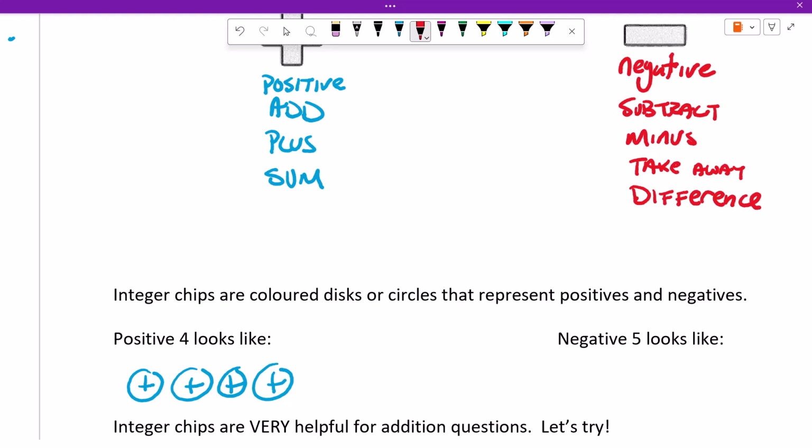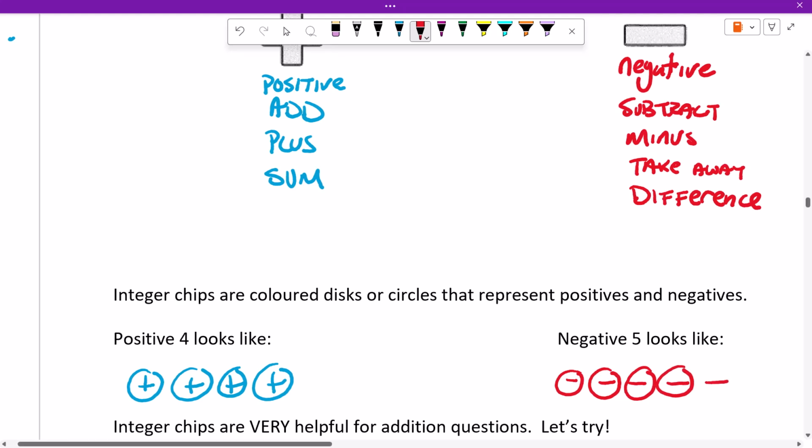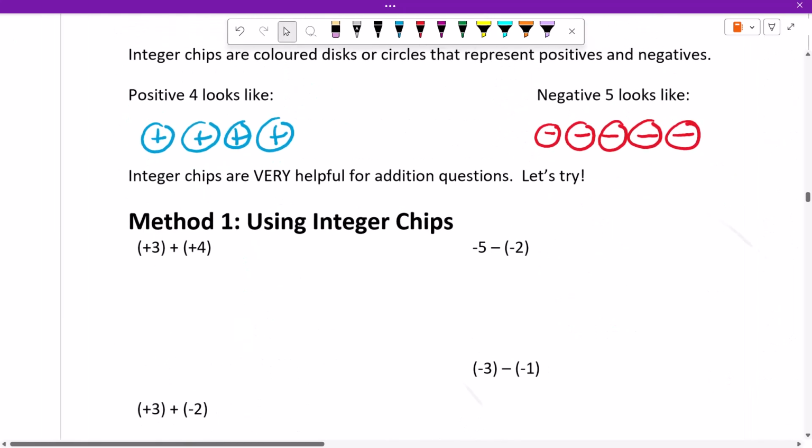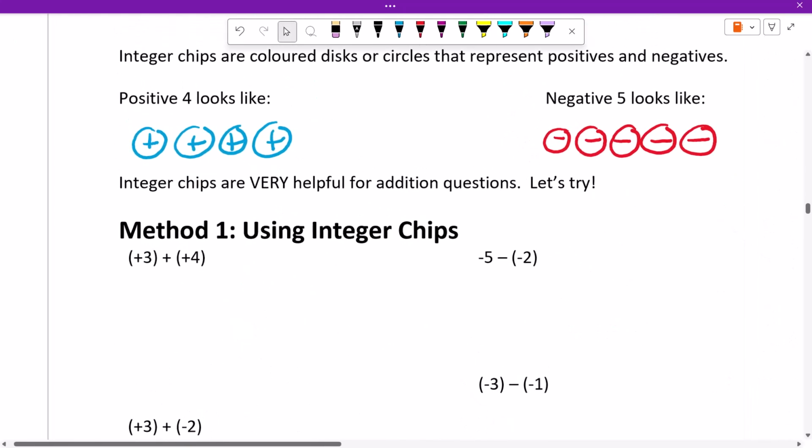And if you have negative 5, we would draw 5 negatives. So now, if you ever get stuck on what to do with adding and subtracting, you can always draw it out. I'm going to show you how to draw it out and figure out the answer to questions. The way we do it is you have a bunch of math questions. You draw the first one and it says 3 positive. So you draw out 3 positive chips. 1, 2, 3.